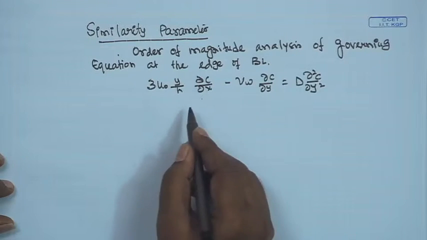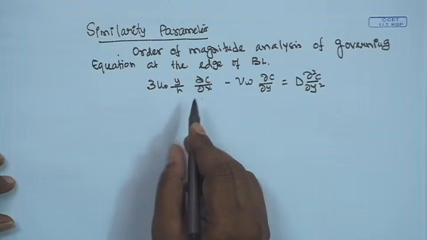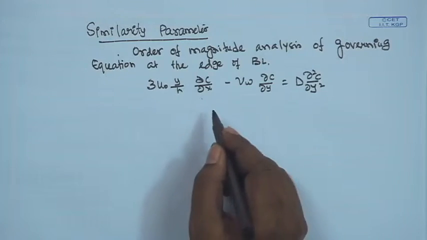We evaluate at the edge of the boundary layer, and any boundary layer, whether it is a velocity boundary layer, thermal boundary layer or mass transfer boundary layer, satisfies two typical conditions at its edge. These two conditions are known as the boundary layer conditions. At the edge of the boundary layer, the dependent variable assumes the value of the free stream. For example, at y equal to delta, c is equal to c naught if it is a mass transfer boundary layer.